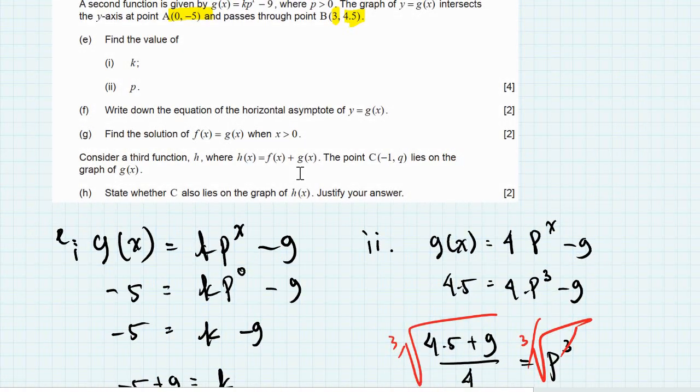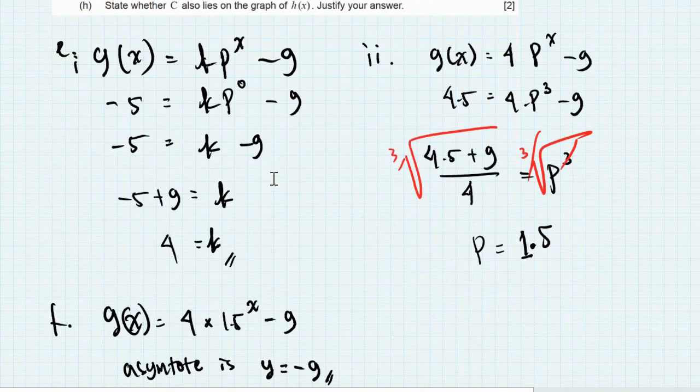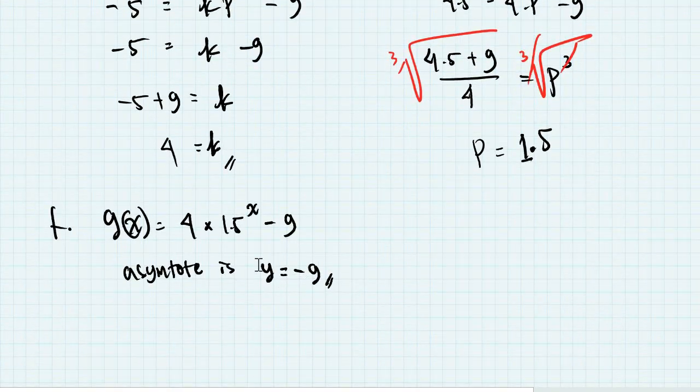Okay, that's a sad story. Okay, wait, are we doing it correctly? Write down the equation. This is the equation y equals to negative 9. So if it is the equation that they ask, you have to write it as an equation. You cannot just write asymptote is negative 9. No, you have to write asymptote is y equals to negative 9. Or you can just write horizontal asymptote is y equals to negative 9. That's question F.